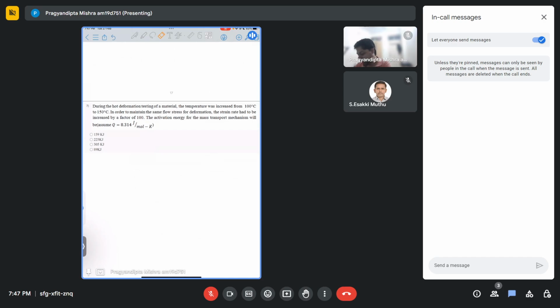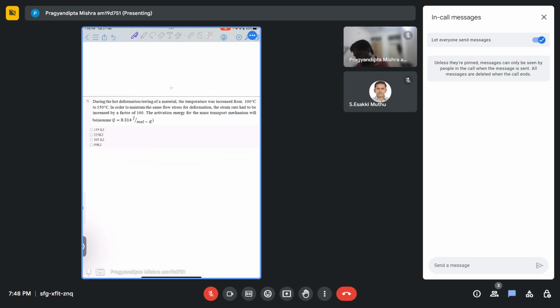They are telling us that during hot deformation testing of a material, the temperature was increased from 100 degrees Celsius to 150 degrees Celsius. In order to maintain the same flow stress for deformation, the strain rate had to be increased by a factor of 100. The activation energy for the mass transport mechanism will be, assuming R, no, it's not Q, it's R. The question is a little bit unclear. So temperature increased from 100 to 150, strain rate had to be increased by a factor of 100. They are asking the activation energy, the Q value.